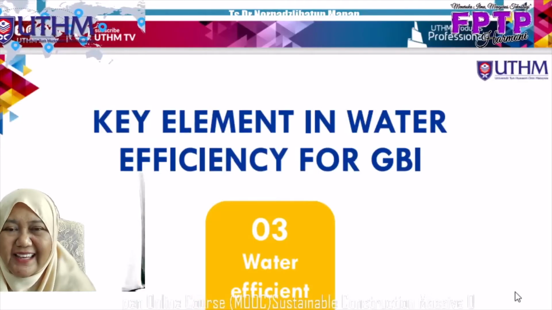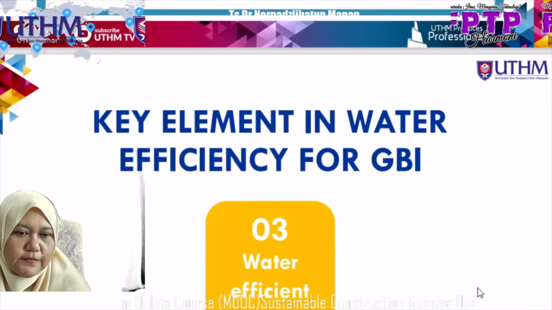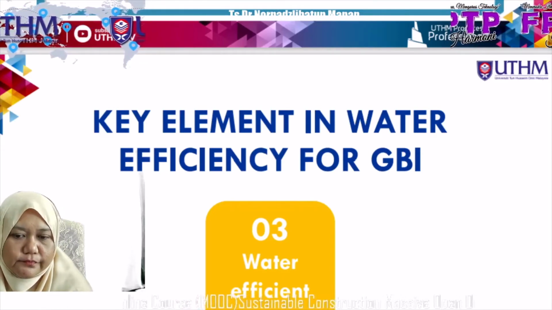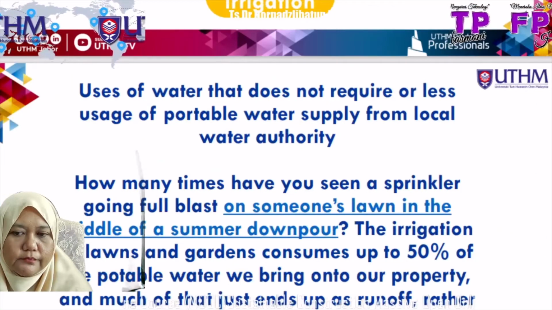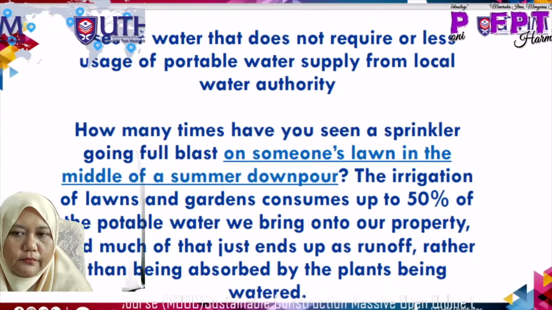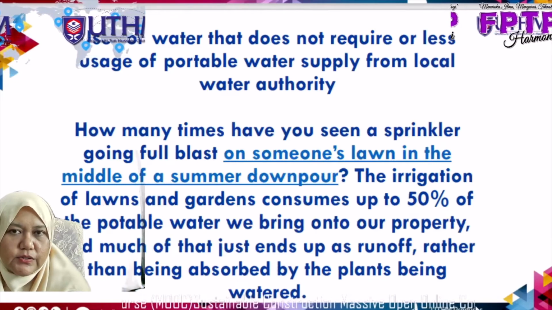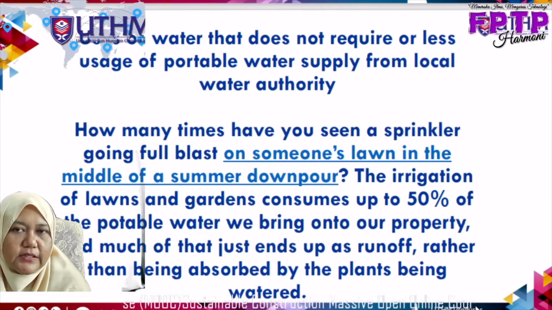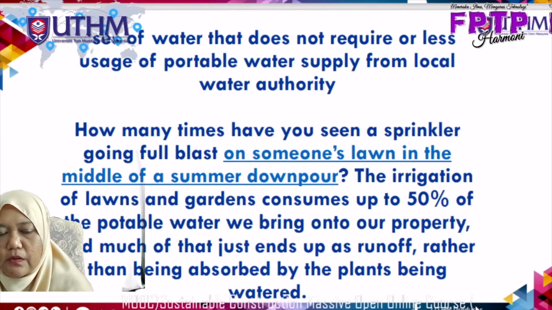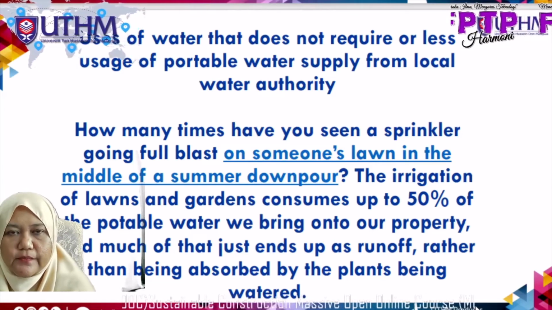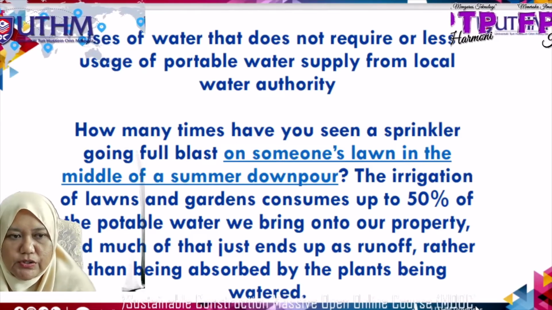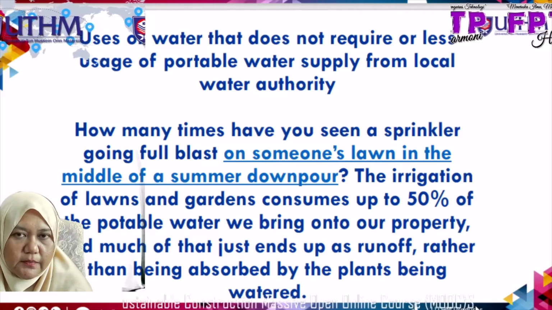The third key element in water efficiency for GBI is water efficient irrigation. It means uses of water that does not require, or requires less, potable water supply from the local water authority. This is the meaning of water efficient irrigation that I showed you previously in the picture.